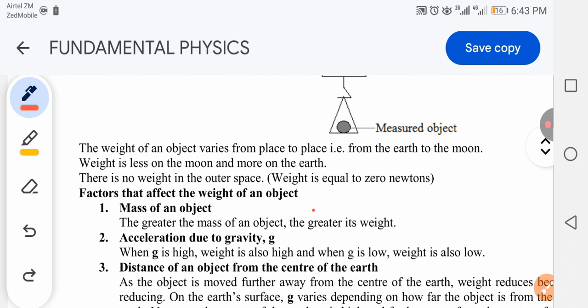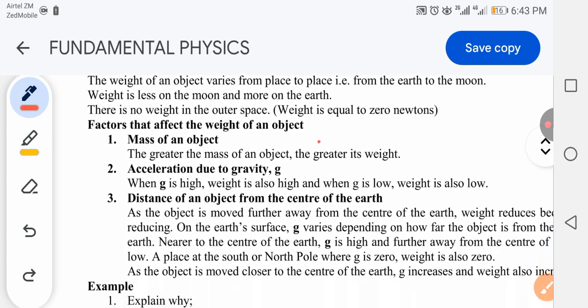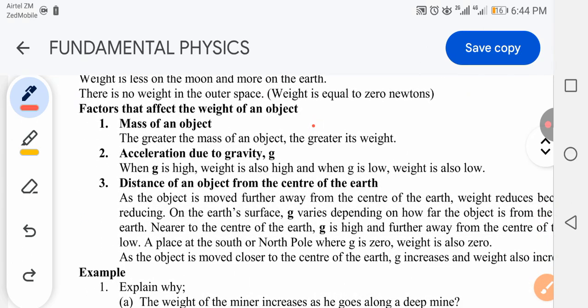Hope that is clear. So let's look at the factors that affect the weight of an object. Number one is the mass of an object. The greater the mass of an object, the greater its weight. Then the second thing is acceleration due to gravity. When g, which stands for gravity, is high, weight is also high. And when g is low, the weight is also low.